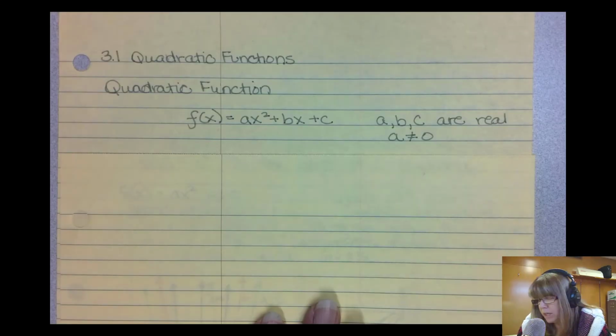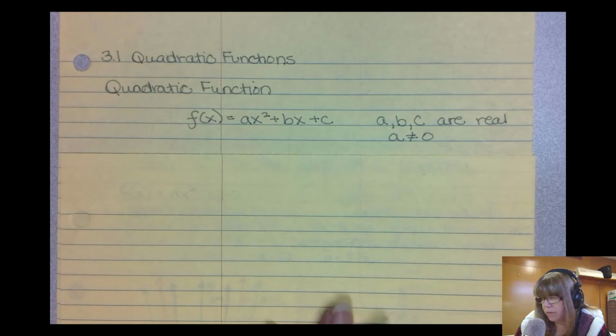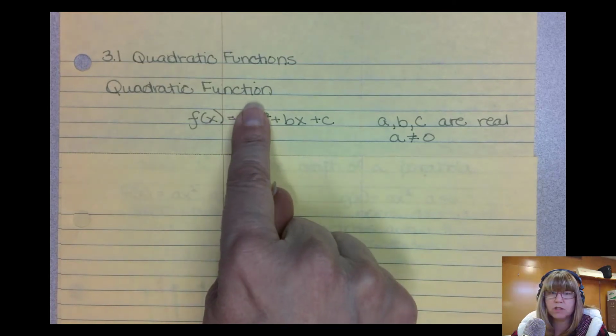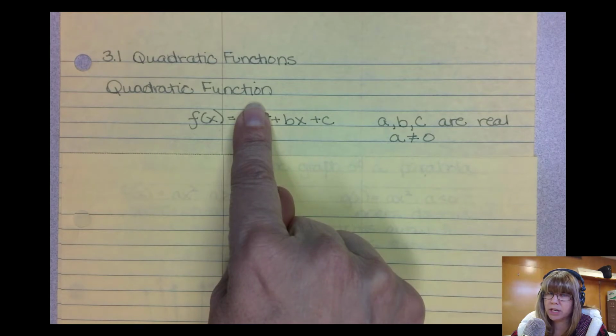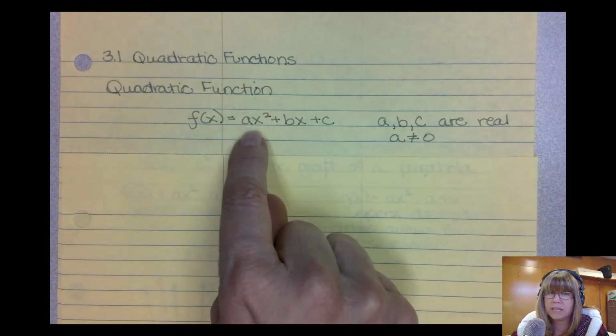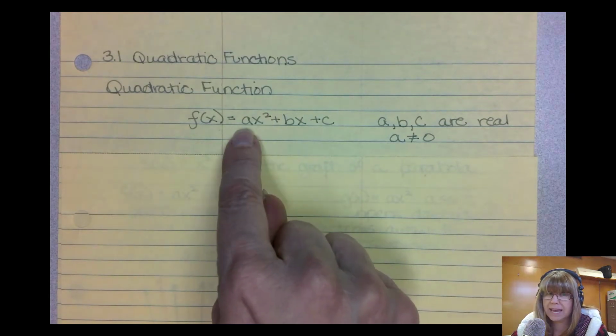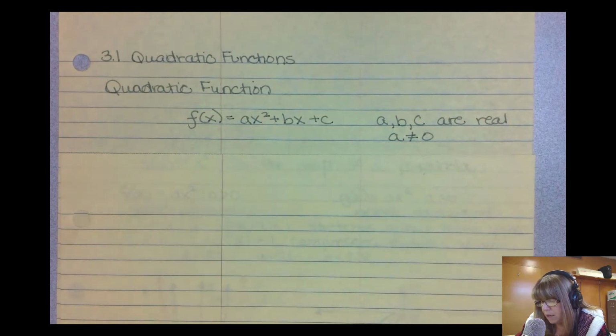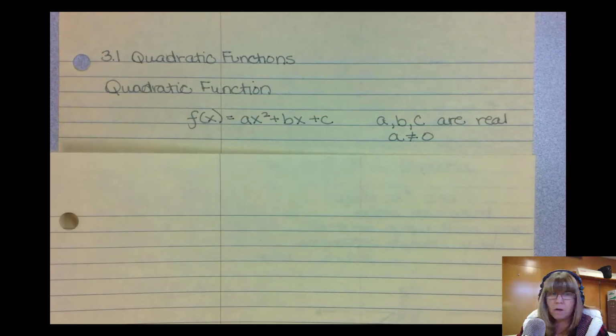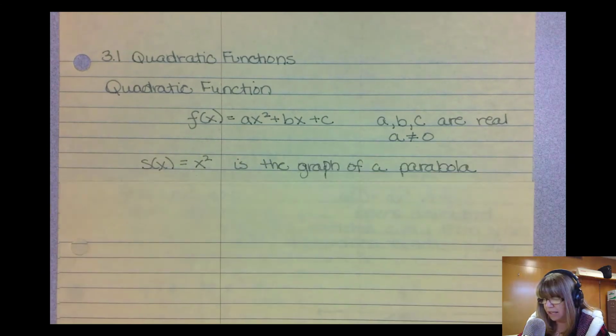Okay, let's jump in and start talking about what a quadratic function looks like. We're going to say f of x equals ax squared plus bx plus c, where a, b, and c are real numbers, and very importantly, a does not equal 0. If a equals 0, then the x squared term drops out, and that's a linear function. This is supposed to be a quadratic, so we need the x squared to exist, so a cannot be 0.